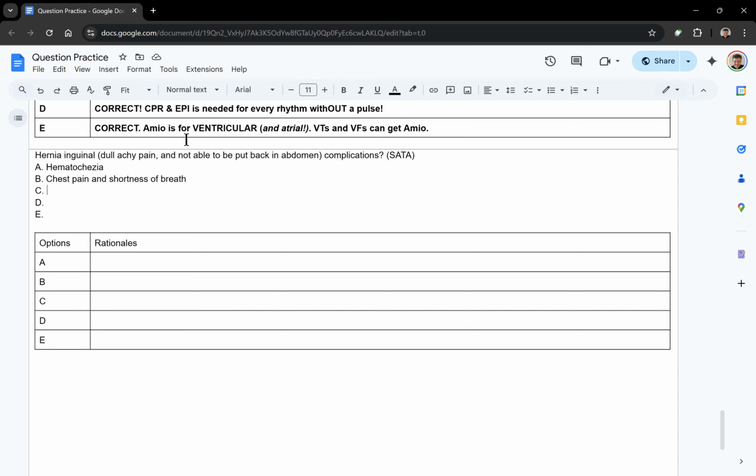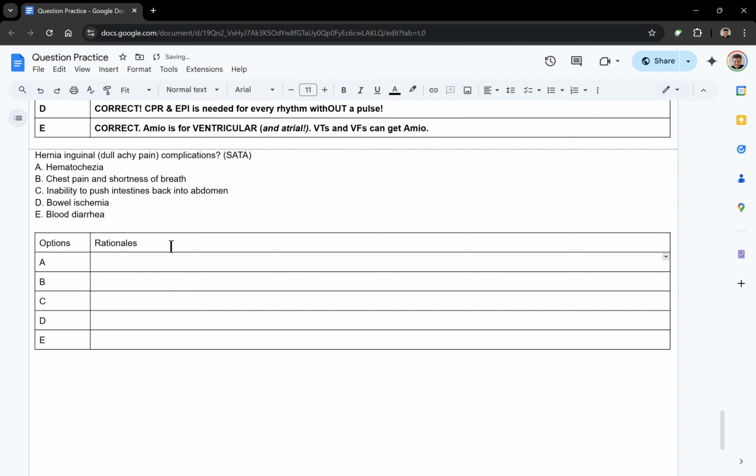Complications are... let's get rid of this. Let's put this as an option: to push intestines back into abdomen, right? And then we can have, what else? You can have bowel ischemia. And what's another one? You can have strangulation. Is that a complication? All right, bloody diarrhea. Okay.